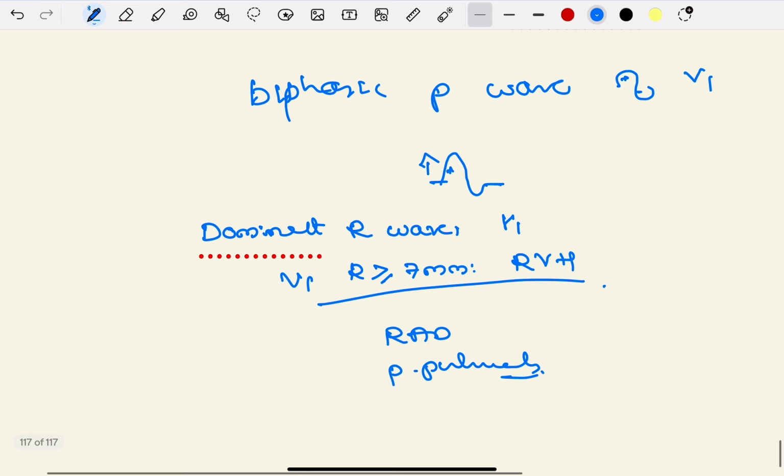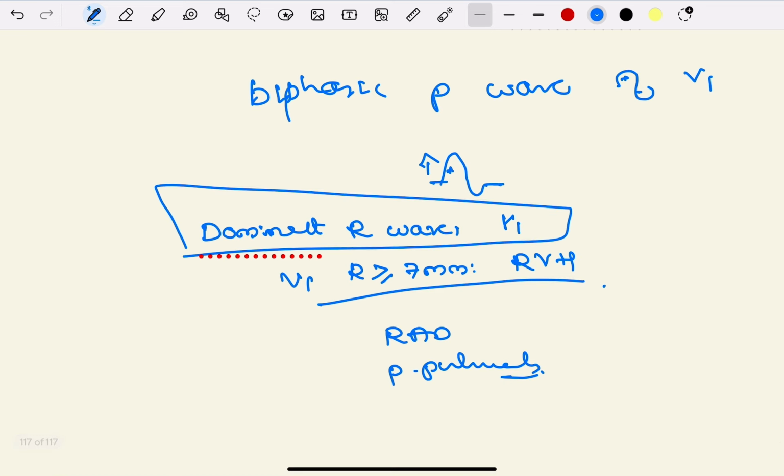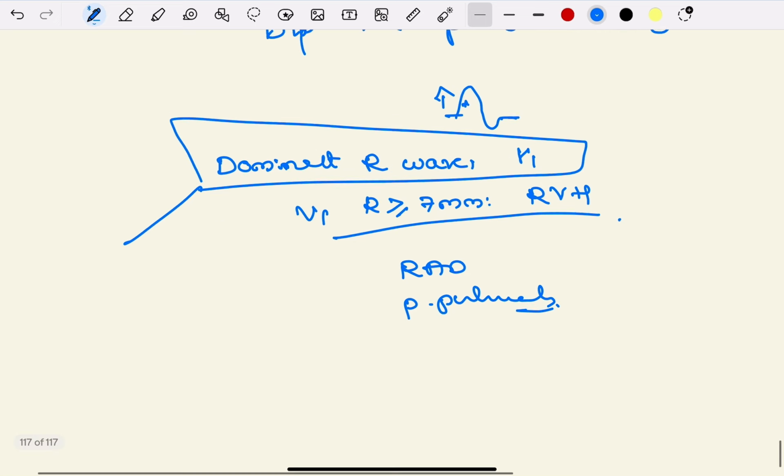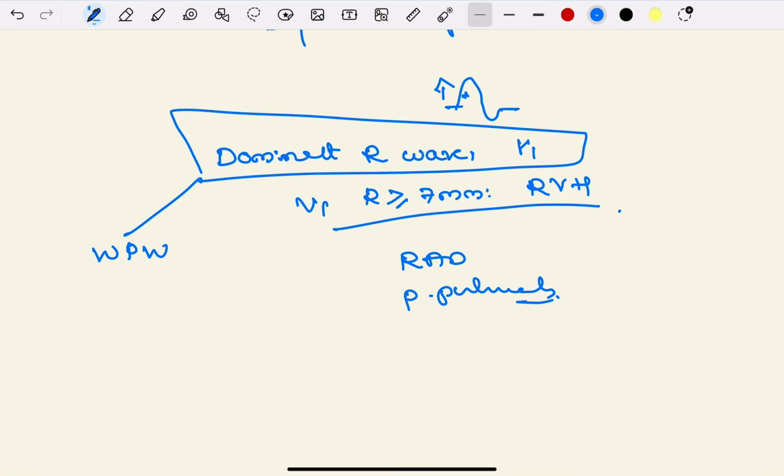See why I am telling this, because there are so many causes for a dominant R wave in V1. So what are those causes? One is Wolff-Parkinson-White syndrome, WPW syndrome, which can cause a dominant R wave in V1, and hypertrophic cardiomyopathy can cause it too. Septal hypertrophy, that is hypertrophic cardiomyopathy with septal hypertrophy. Then some muscular dystrophies like Duchenne muscular dystrophy, and dextrocardia. Dextrocardia can cause a dominant R wave in V1.